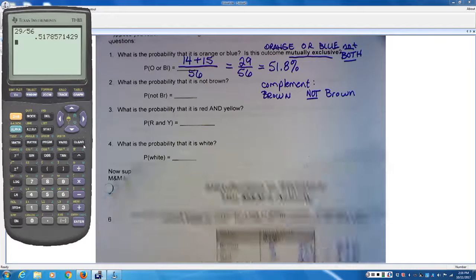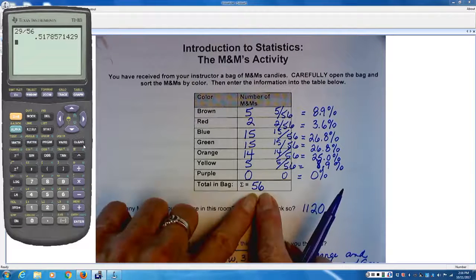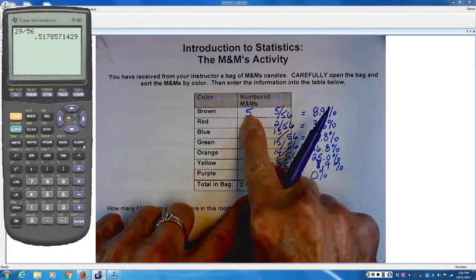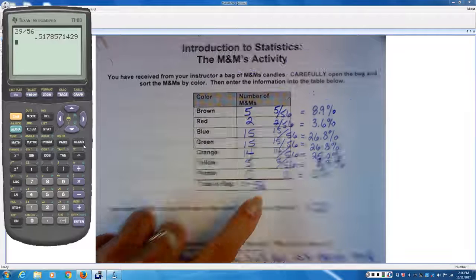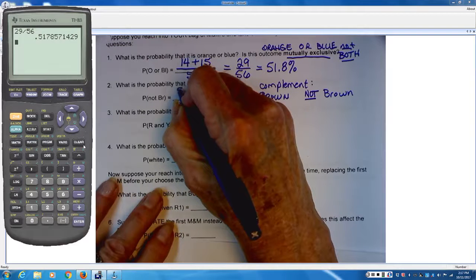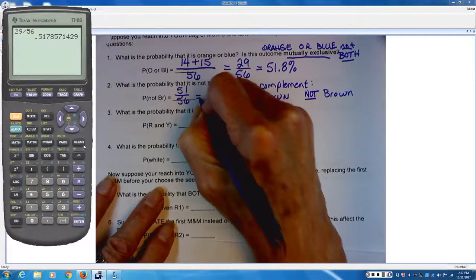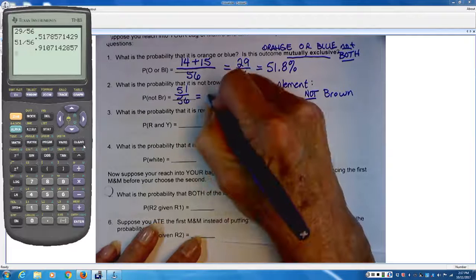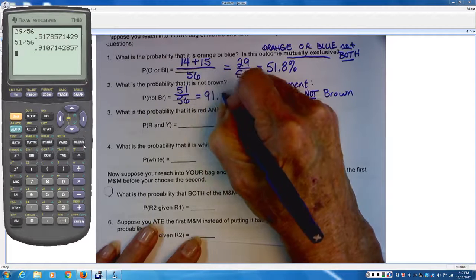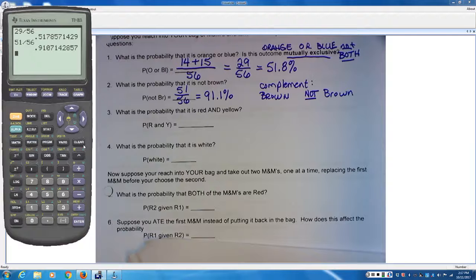So if I look at my M&Ms, I see that I had 56 M&Ms, but only 5 of them were brown. How many does that mean weren't brown? 51. So I was pretty likely not going to get a brown one if I reach in that bag. That'd be 91.1%. And when I look at my 51 on top, those are the ones that aren't brown.